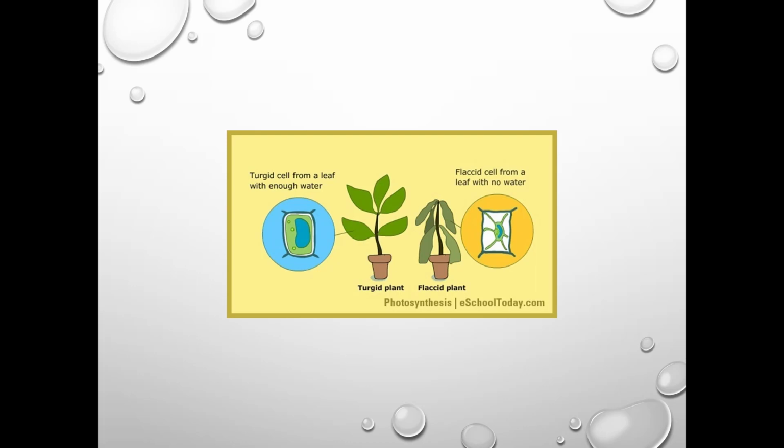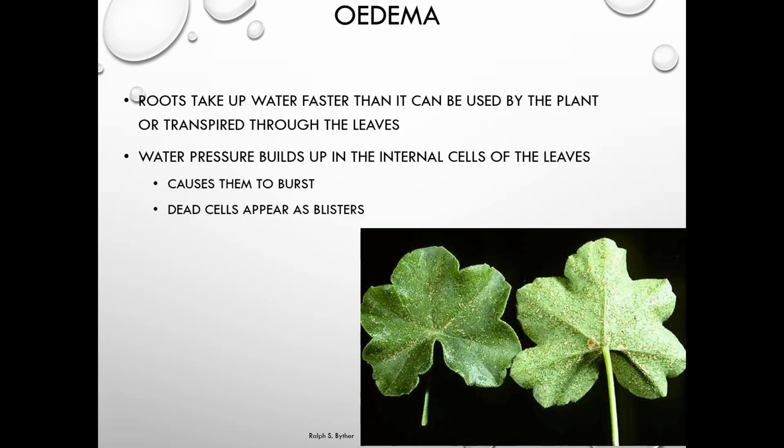And here's another picture of that. There's the turgid cell from a leaf that has enough water. And then on the right, you see flaccid cells that have no water, and so the plant can't stand up. Another thing you get into with water being taken up is edema, which you often will see on geraniums. It looks like a little disease, but it's not. The roots take up water faster than it can be used by the plant and transpired through the leaves. So water pressure builds up in the internal cells of the leaves, causes them to burst, and then the dead cells appear as blisters.